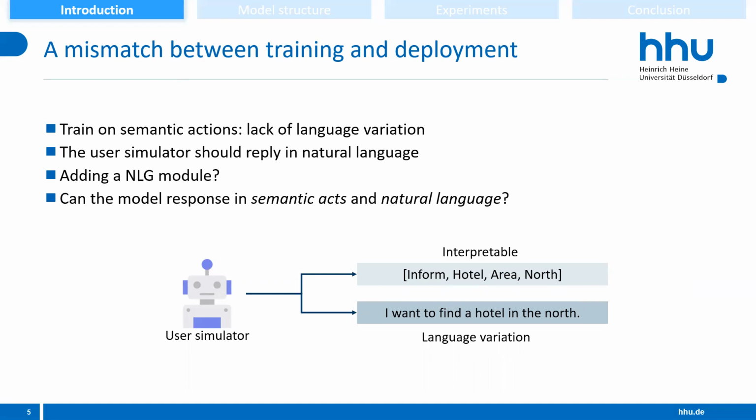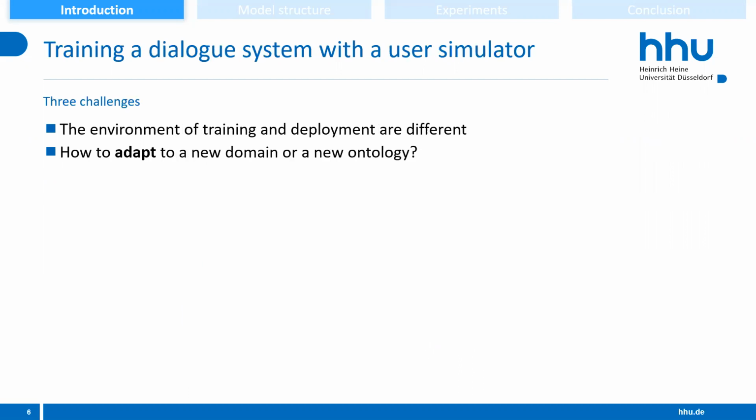in natural language? With semantic actions, it can make the user model explainable. It helps us to understand the user policy. With natural language responses, it can increase the language variation and help the training scenario get close to the real-world deployment.